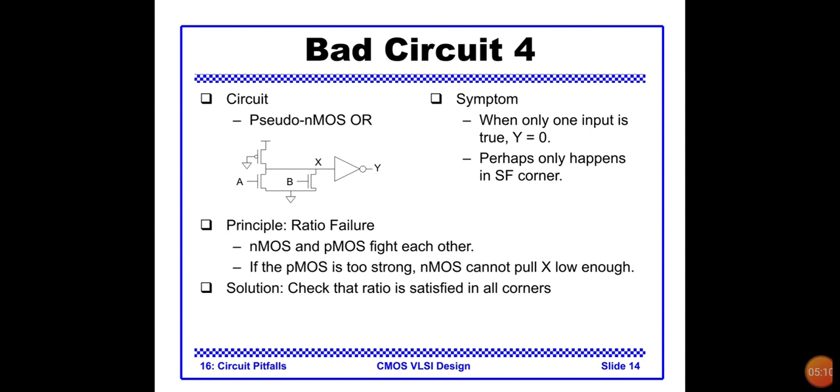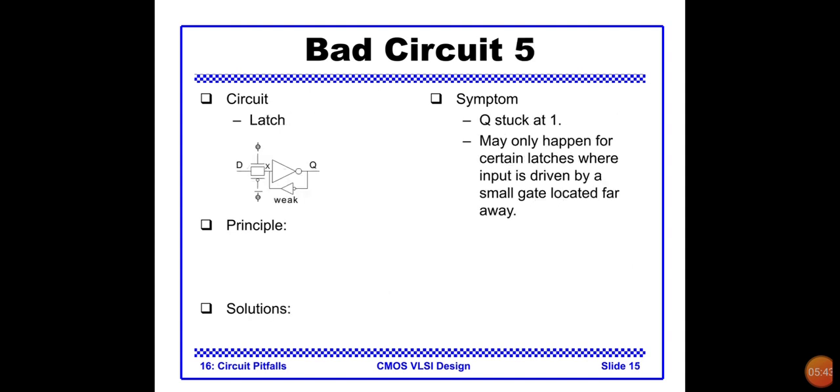This is the circuit diagram of the pseudo-NMOS OR gate. The symptom: when only one input is true, Y is not 0, perhaps only happens in the SF corner. Principle: ratio failure. NMOS and PMOS fight each other. If the PMOS is too strong, NMOS cannot pull X low enough. Solution: check that the ratio is satisfied in all corners.